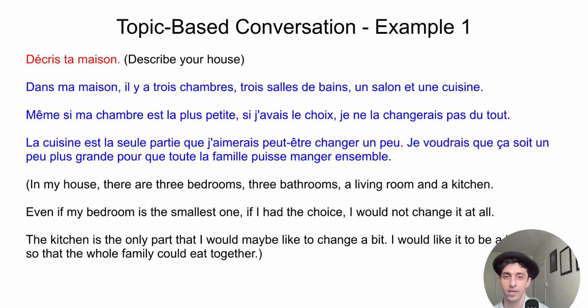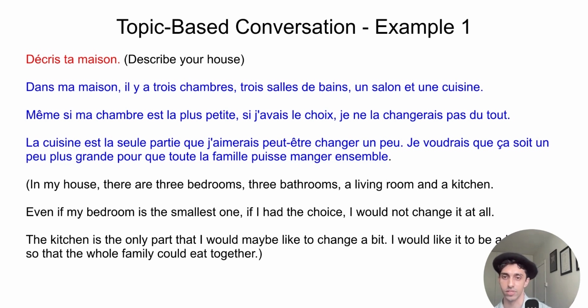You'll see that for the topic-based conversation, even more so than for other parts of the speaking exam, I've tried to vary the structures and use more complex grammatical structures. For example, "Si j'avais le choix, je ne la changerais pas du tout." That's a si clause or an if clause. "J'aimerais", which is the conditional tense, as well. "Je voudrais que ça soit." That's a structure including a present subjunctive form.